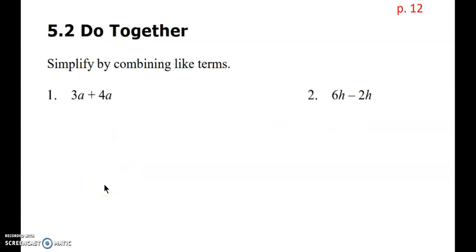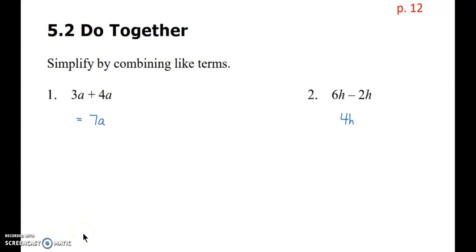Let's do a few more questions together, and then you can try the exercise 5.2. So we're going to combine like terms. Remember, both variables and exponents must match. Number 1, 3a plus 4a, they match, so we can simply add our coefficients. The result is 7a. For number 2, we have 6h minus 2h. Our variables match, so we can subtract 6 minus 2 is 4, 4h.